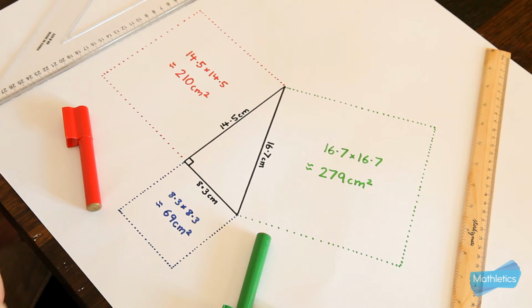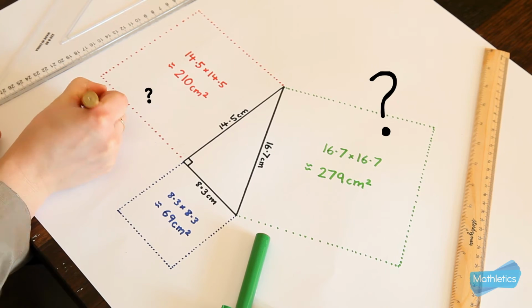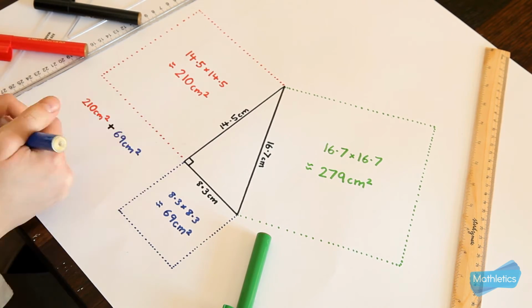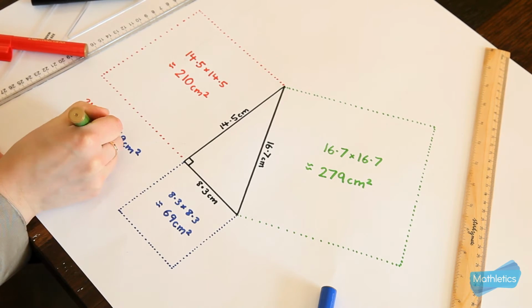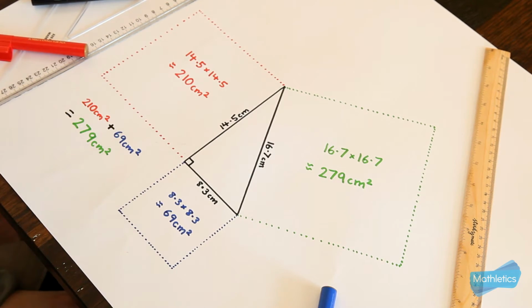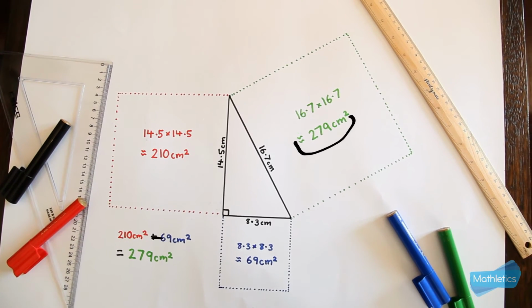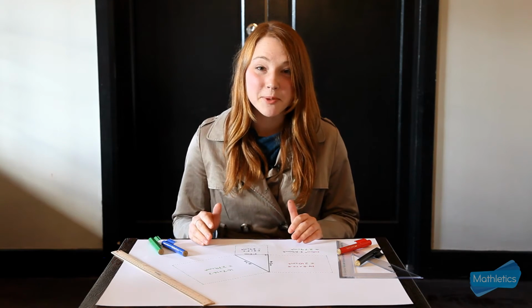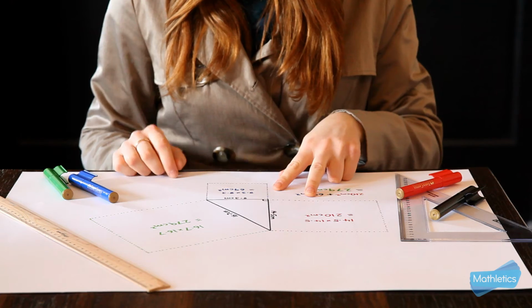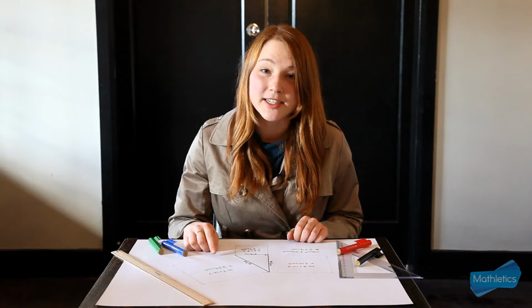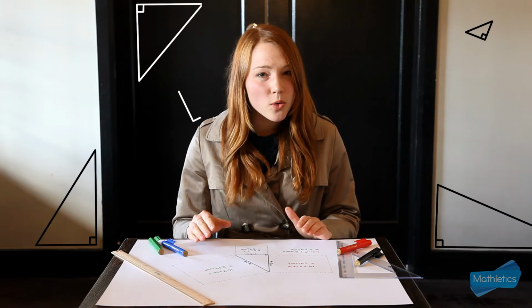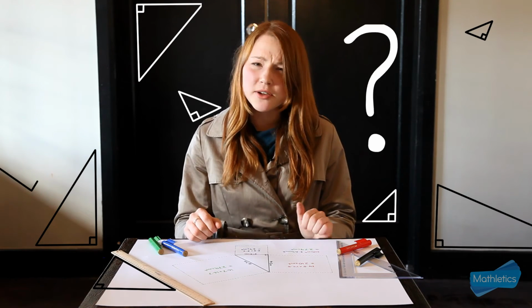So for this example, which blocks would I pick? Well, these 2 smaller blocks together have an area of 210 plus 69, which is 279 square centimetres. That's the same as the area of the largest square. So for this example, it wouldn't matter whether I picked the 2 smaller squares or the 1 largest one, since they both have the same area. But does this work for all right-angled triangles? And how can we show this?